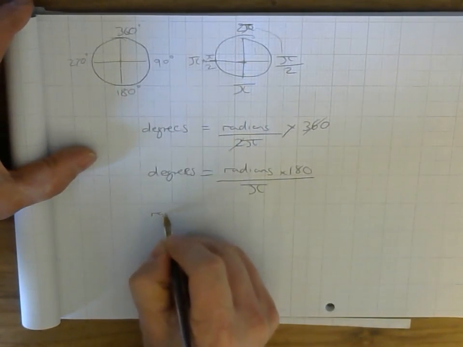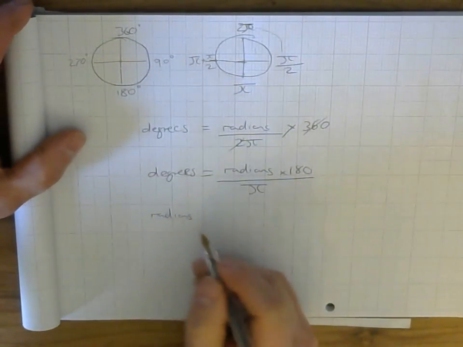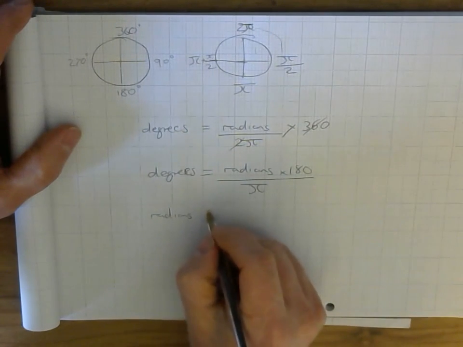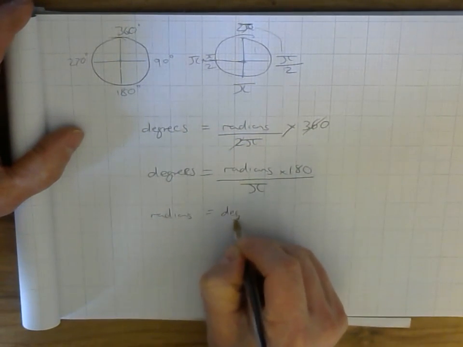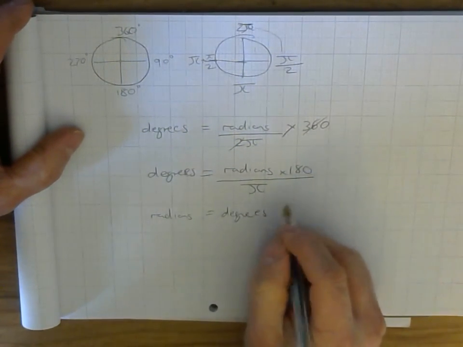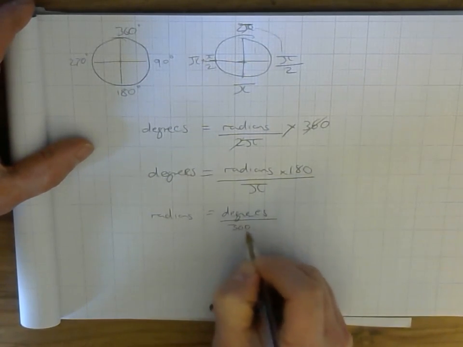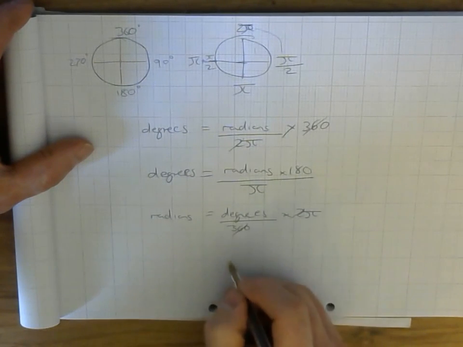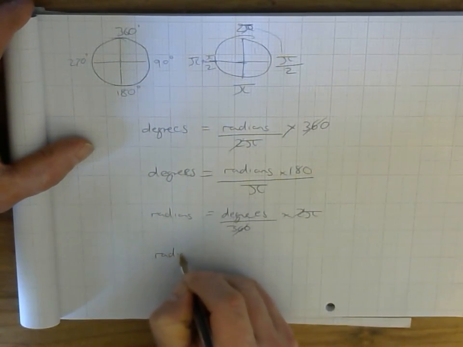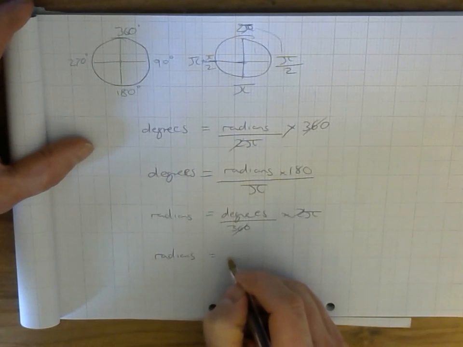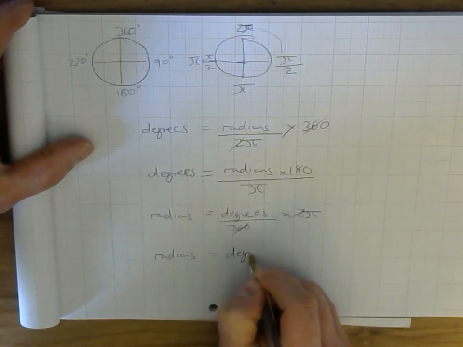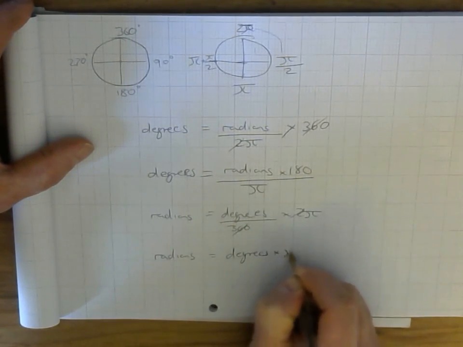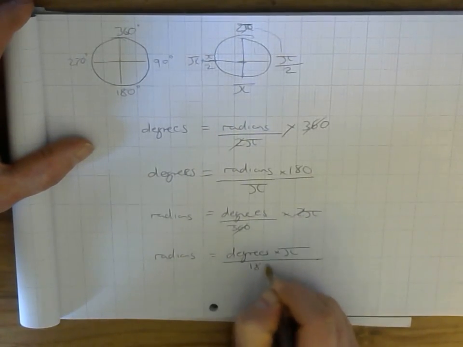Similarly, if we want radians, quite often if you're using cos and sine, you need the radians rather than degrees. In this case, using degrees, divide that by 360, and then multiply it by 2 pi. Again, cancelling these down slightly gives us radians equals degrees times pi divided by 180.